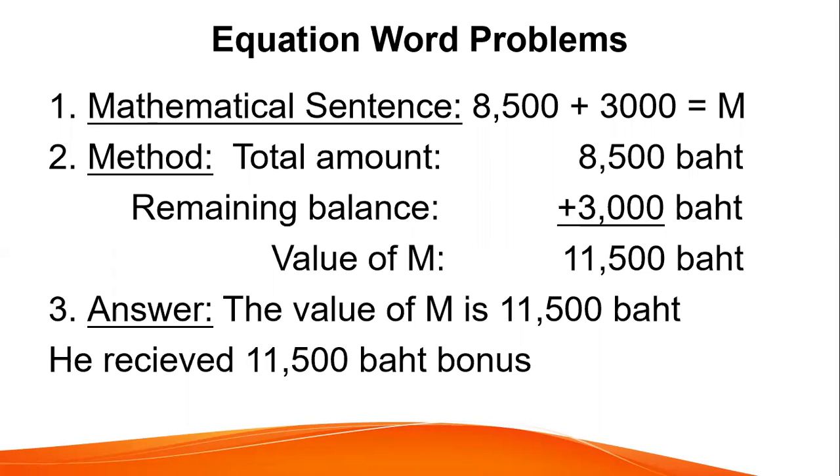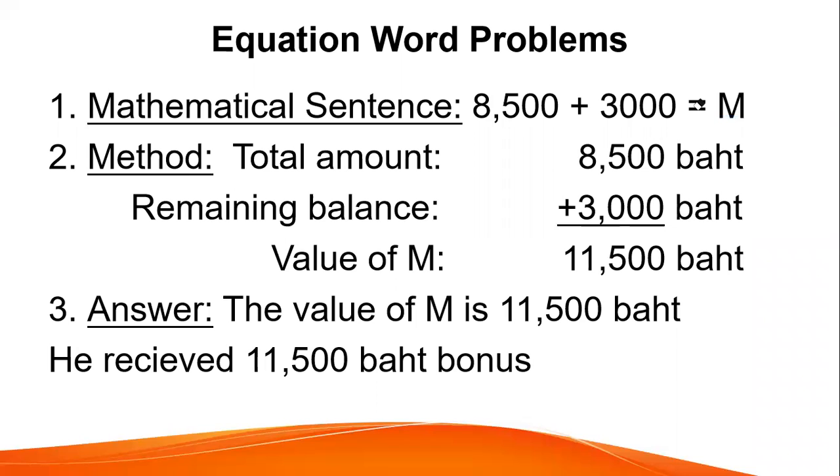Okay, here is the process of our mathematical sentence. Now, make it bigger. There you go. First step, the mathematical sentence is 8,500, which is the cost of the refrigerator, plus 3,000 baht, which is the amount of money he has left after buying the refrigerator. So 8,500 plus 3,000 equals M. M is our variable. We don't know how much M is.